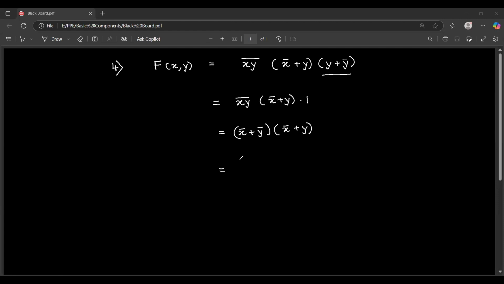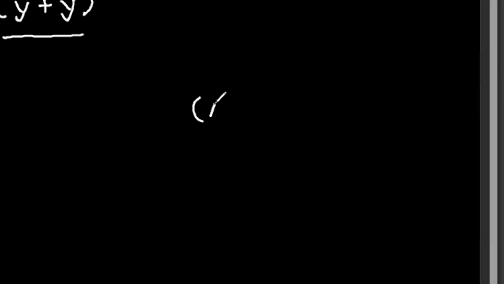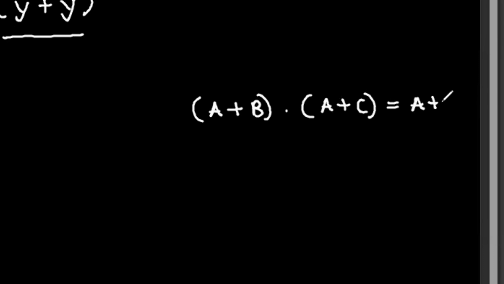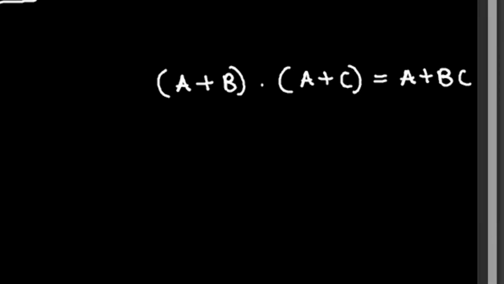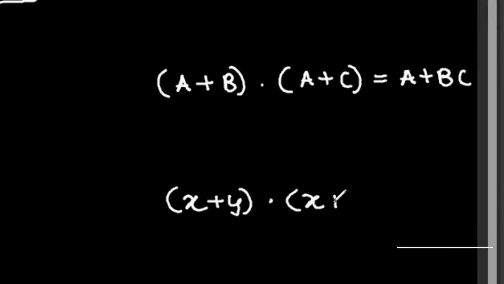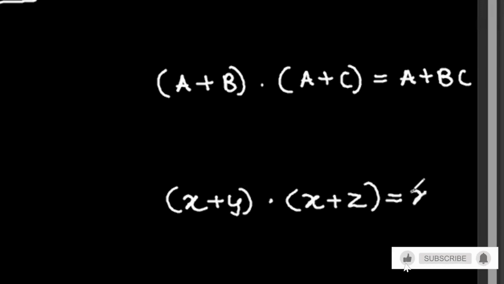Okay, so here the distributive law can be seen. According to the distributive law, (a plus b) into (a plus c) is equal to a plus bc. Remember this pattern? Let's say we have something like (x plus y) into (x plus z). What will you get? You will get x plus yz. See, distributive law. So keep that in mind.